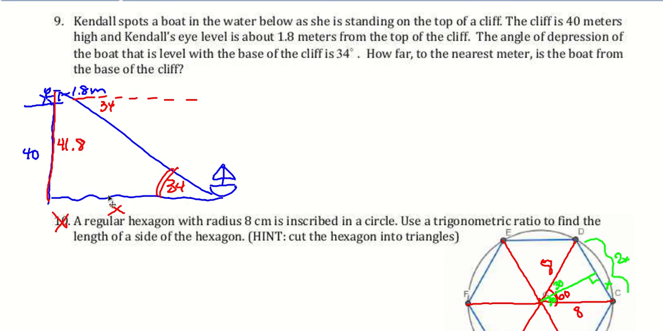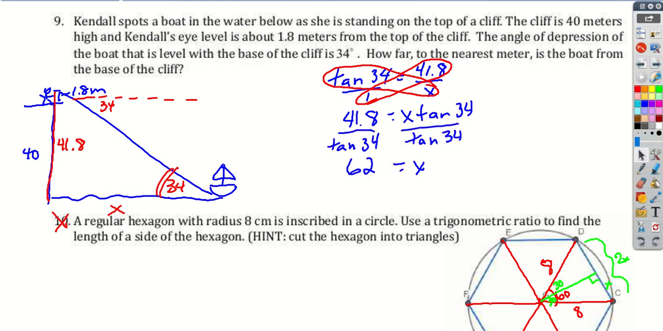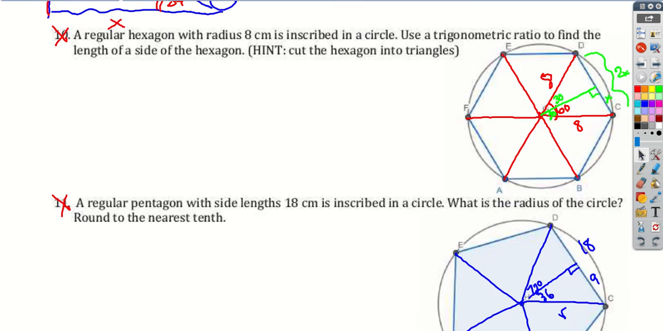So we have the opposite and the adjacent here. We're going to go ahead and use tangent. So the opposite is 41.8 over x. So once again, it's a side. We're going to cross multiply. So x times the tangent of 34 equals 41.8. And then we divide out the tangent of 34, and we get x is equal to 62.